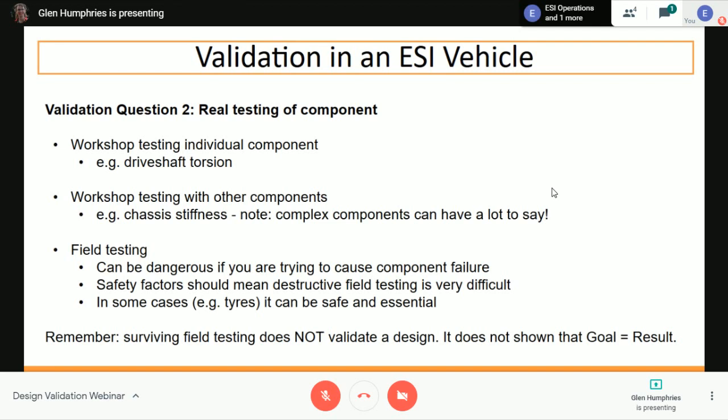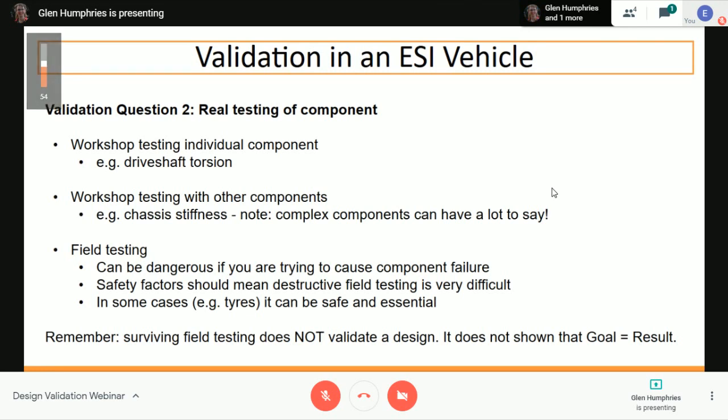So some things we can't test in the workshop, and we want to go field testing. I want to first make the point here that it should be very difficult to go field testing your components in a way which is meaningful for validation. I know a lot of teams go through the process of building their car, and they go field testing, and then it doesn't break, and they say it's been validated, and that's really missing the point of validation. Because if you're field testing and you don't break anything, it doesn't mean that it's a valid design. Validation isn't showing that the design doesn't break, it's showing that it breaks when you want it to.